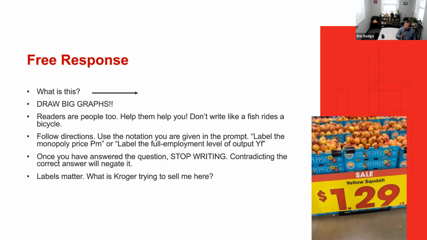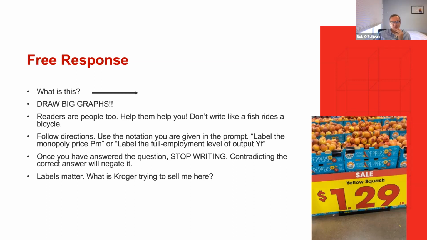Labels matter. This is an actual picture from my Kroger. What is Kroger trying to sell me here? I took this picture last fall. Is it yellow squash? That's what the label says, but I don't see any yellow squash. Are they peppers? That's what the box says, but I don't see any peppers. It looks like peaches, but how can I tell? The labels are confusing me.